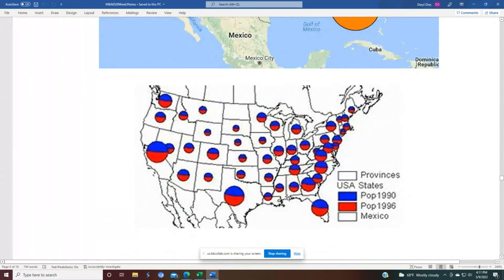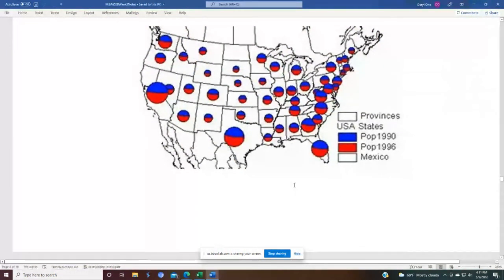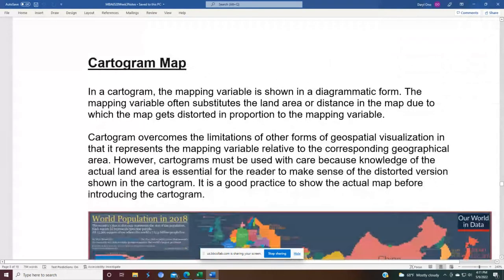Okay, and in this one, this is another bubble map, location, size of the bubble, different colors. So bubble maps give you 3 bits of information: geographic location, intensity, and using the different colors to represent different parameters. You're probably used to bubble maps. Okay. In a cartogram map, the mapping is in diagrammatic form. And what happens here is that the country or location is made bigger or smaller based off some type of parameter.